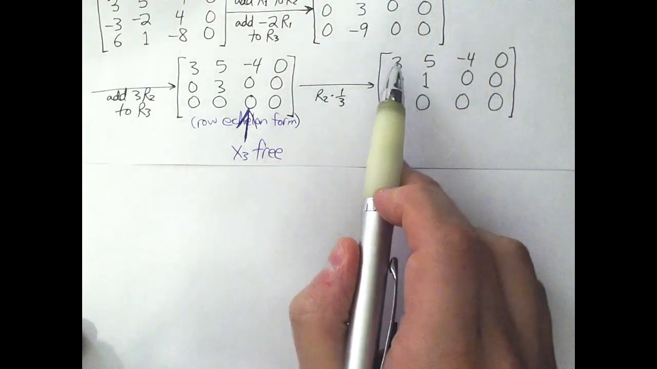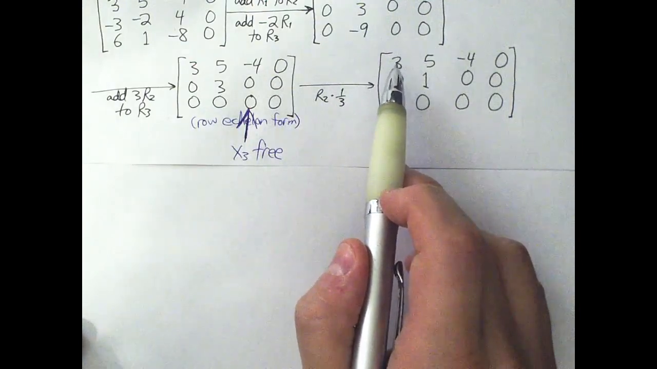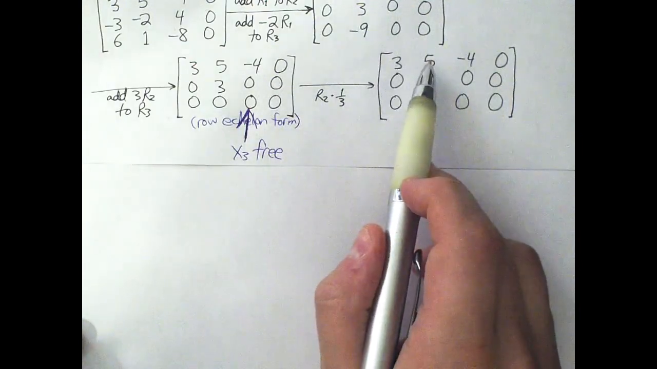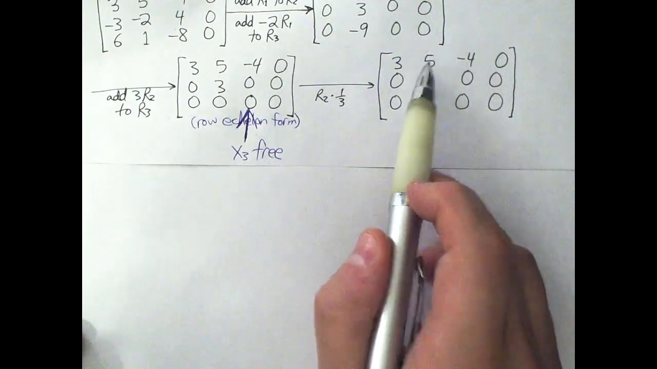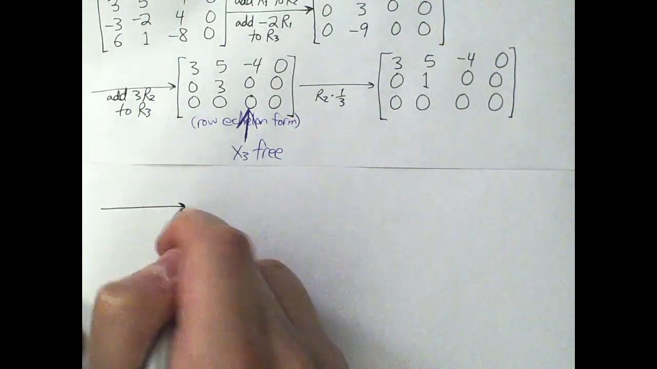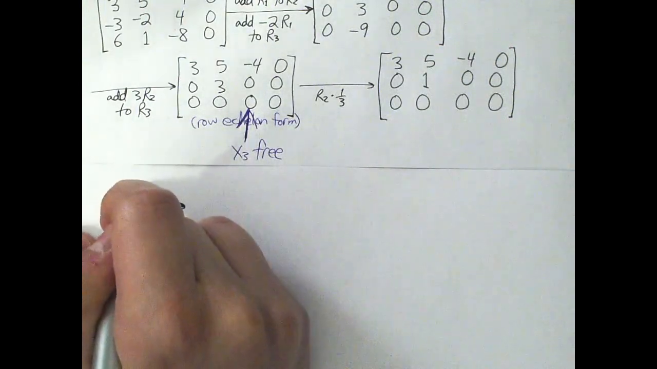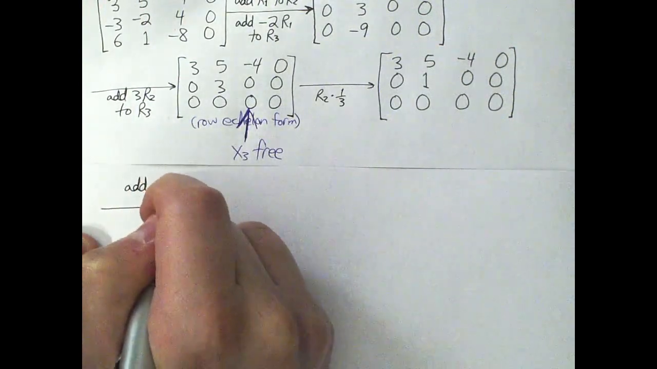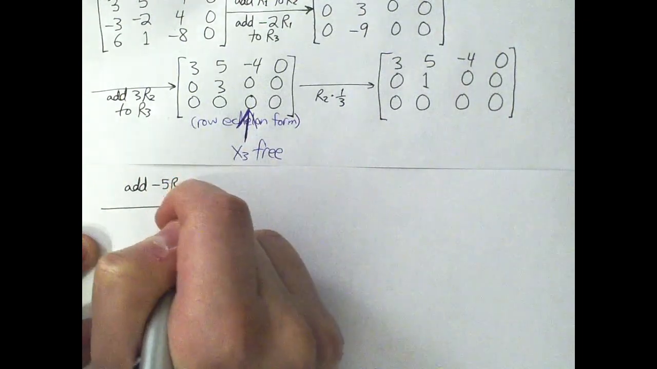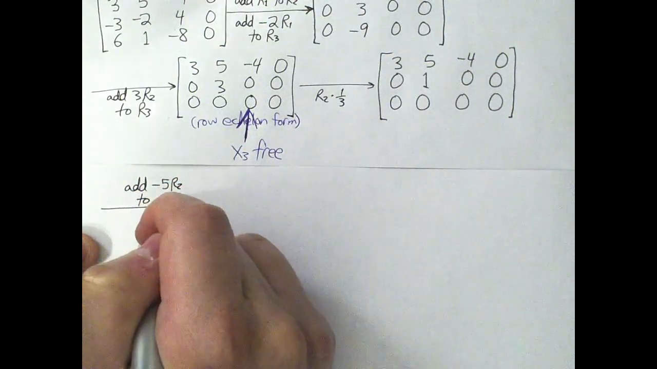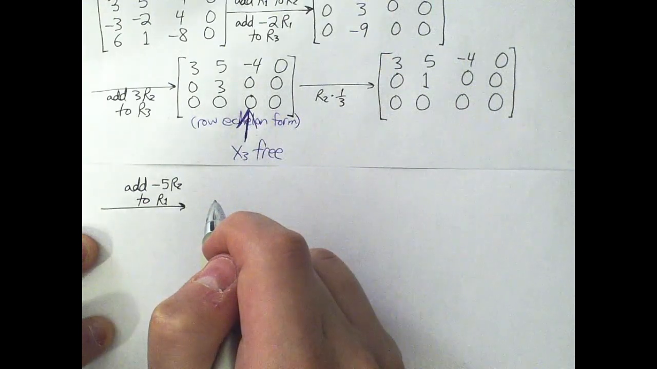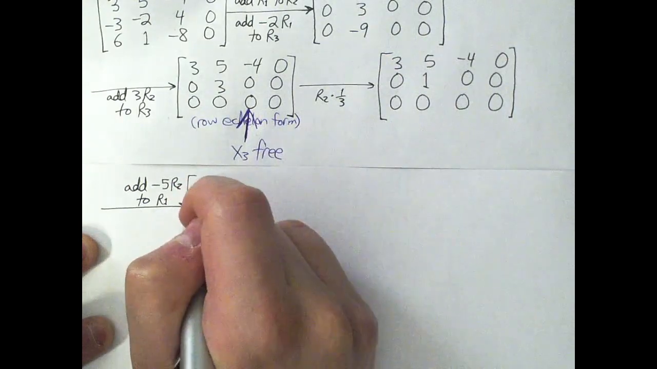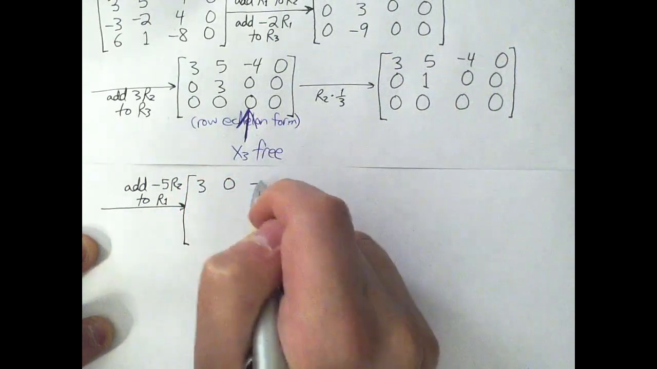But my idea is, instead of multiplying row 1 by 1/3, how about instead I focus on getting rid of this 5? I want that 5 to become a 0. So I am going to add negative 5 R2 to R1. Okay, let's just do that step.